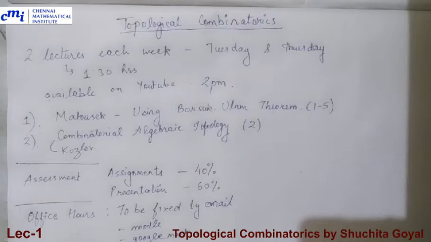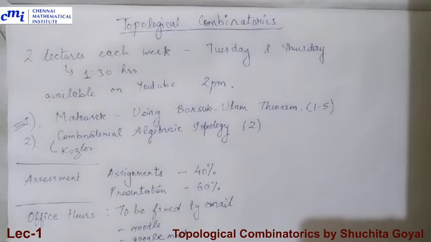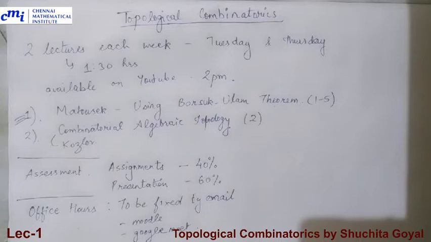I'm going to start with the first book. I am assuming that all of you have some basic idea about simplices, simplicial complexes, etc. But since this is the first lecture and I want to keep it light, I will just give a quick overview of these things. As I told you already, mainly I would be following the book Using the Borsuk-Ulam Theorem by Matousek. Linearly we would go.